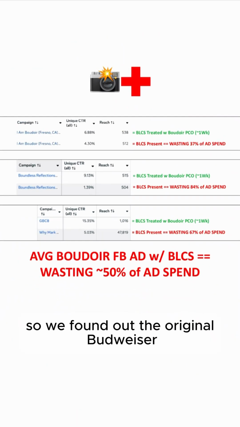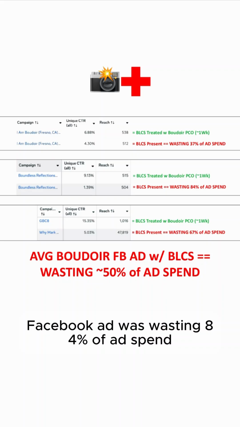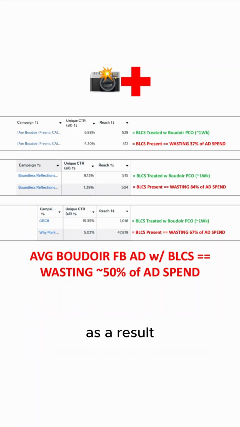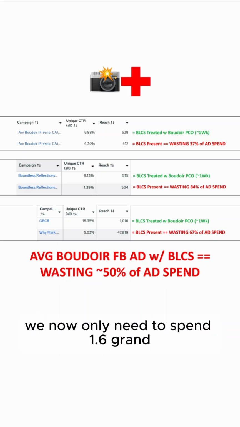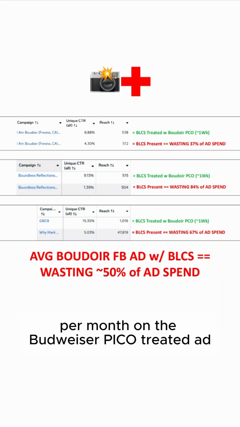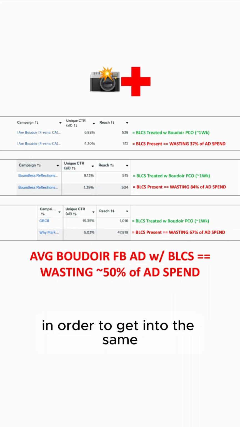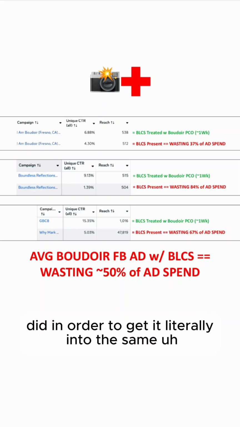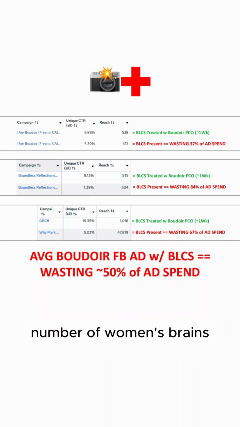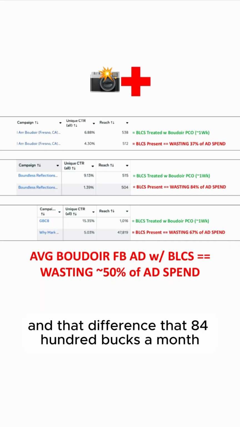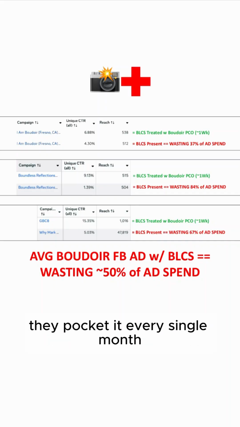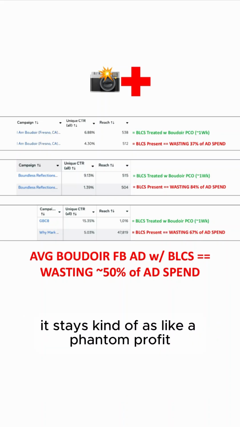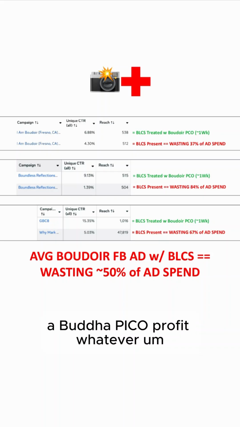So we found out the original Boudoir Facebook ad was wasting 84% of ad spend. As a result, if they were spending 10 grand a month on that original Boudoir Facebook ad, we now only need to spend 1.6 grand per month on the Boudoir Pico treated ad in order to get it into the same number of women's brains. And that difference, that $8,400 a month they no longer have to spend, they pocket every single month. It stays kind of like a phantom profit, a Boudoir Pico profit, whatever.